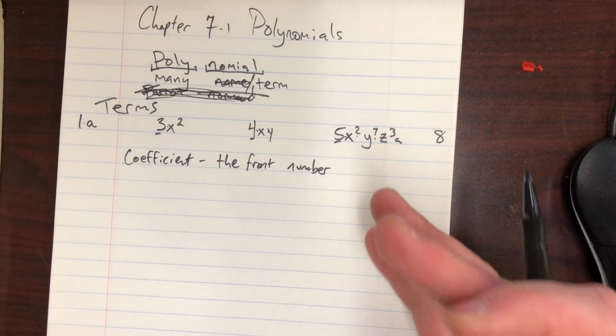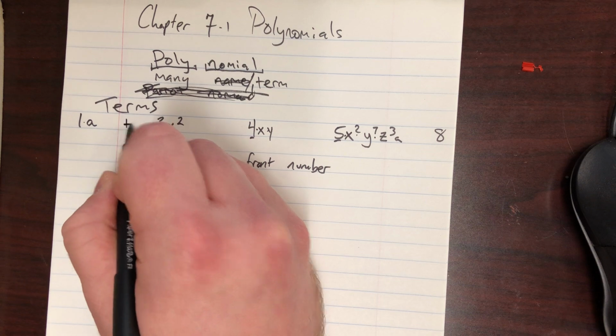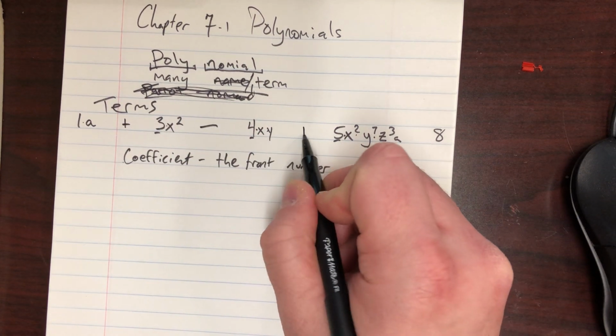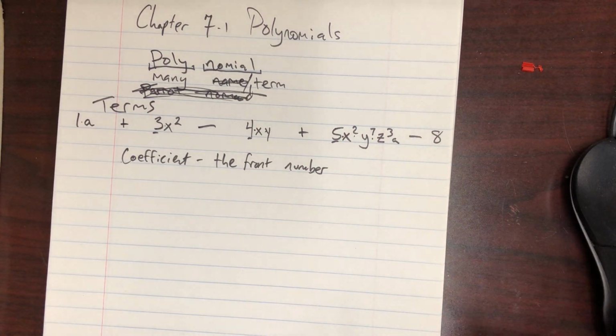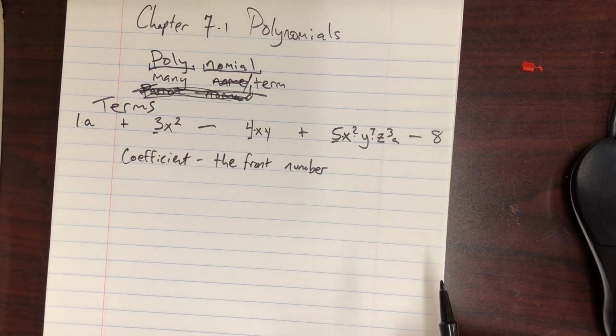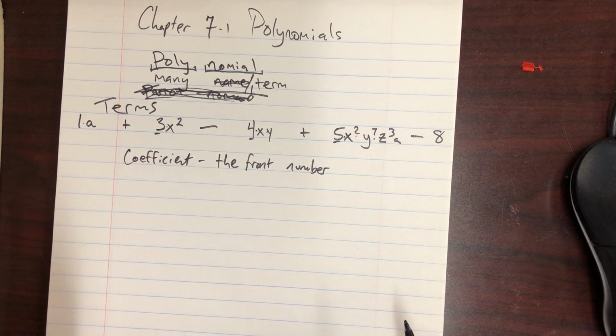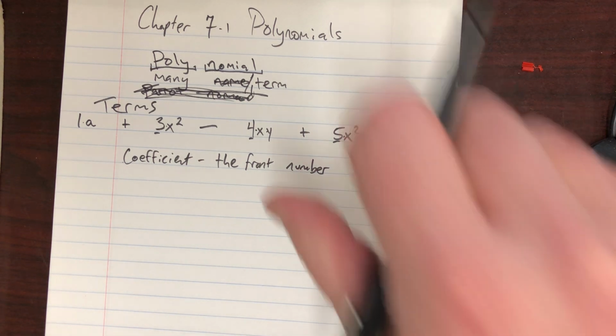And we separate terms. So we separate this term from this term with a plus or a minus sign. So we have now created a polynomial with 1, 2, 3, 4, 5 terms. That's what a polynomial is. It's a coefficient with letters and stuff. So it's very, very broad.